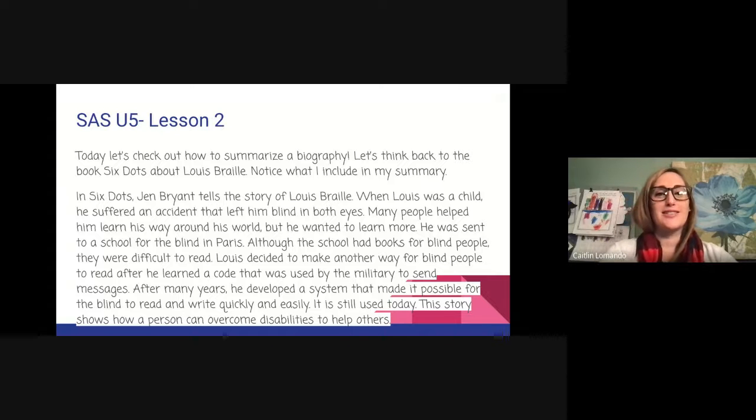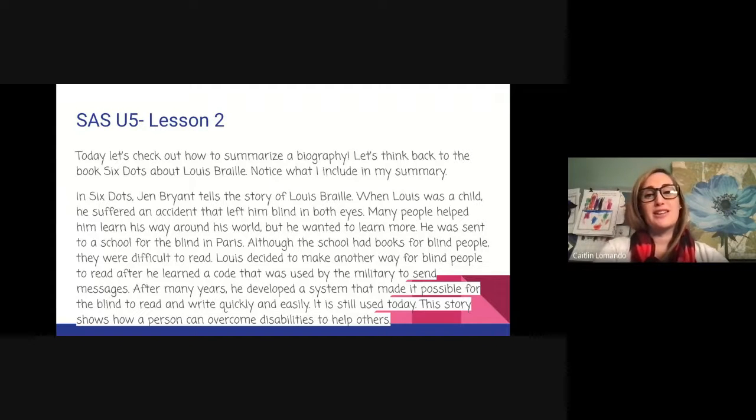In 6 Dots, Jen Bryant tells the story of Louis Braille. When Louis was a child, he suffered an accident that left him blind in both eyes. Many people helped him learn his way around his world, but he wanted to learn more. He was sent to a school for the blind in Paris. Although the school had books for blind people, they were difficult to read.